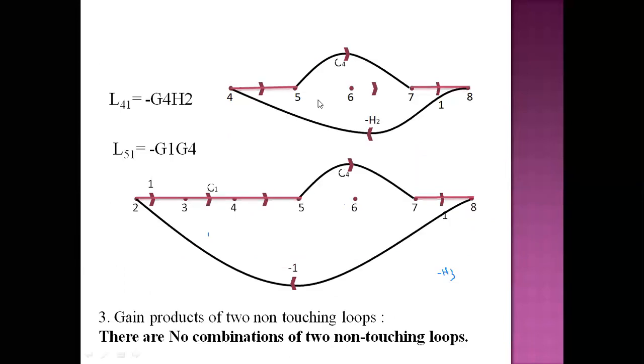For the fourth loop, the gain is G4 into minus H2. And for the fifth loop, the loop gain is G1, G4 into minus 1. So we'll get minus G1, G4. So there are 5 individual loops. And as we observed from the signal flow graph, there are no combinations of two non-touching loops.